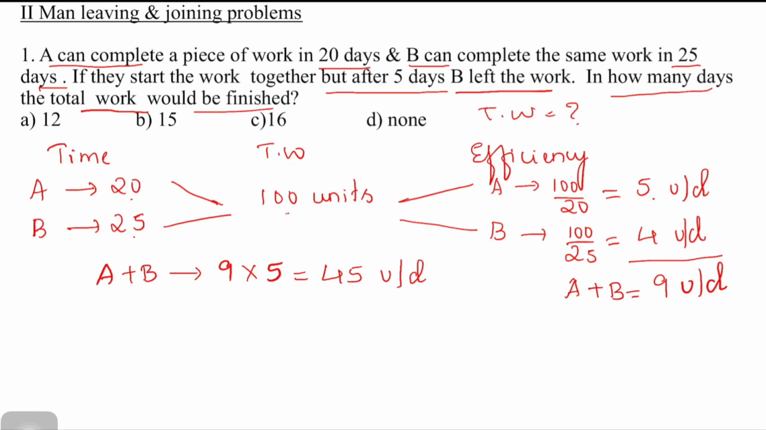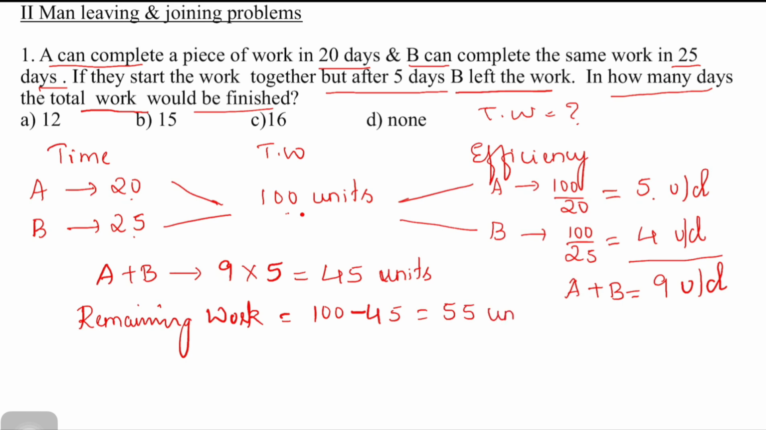So A and B together will complete 45 units of the work. If 100 is the total work, and 45 units is completed by A and B in 5 days, then the remaining work is how much? Remaining work is 100 minus 45, which is equal to 55 units. So the remaining work is 55 units.